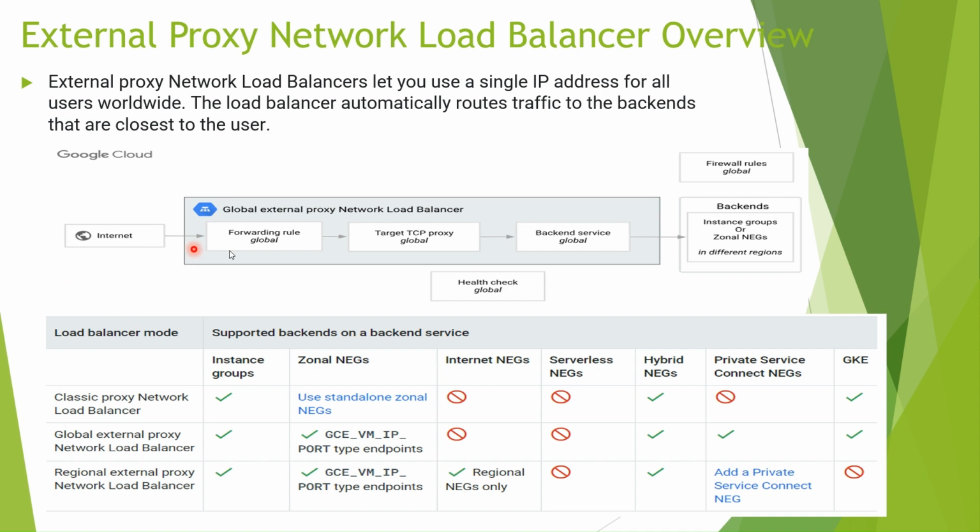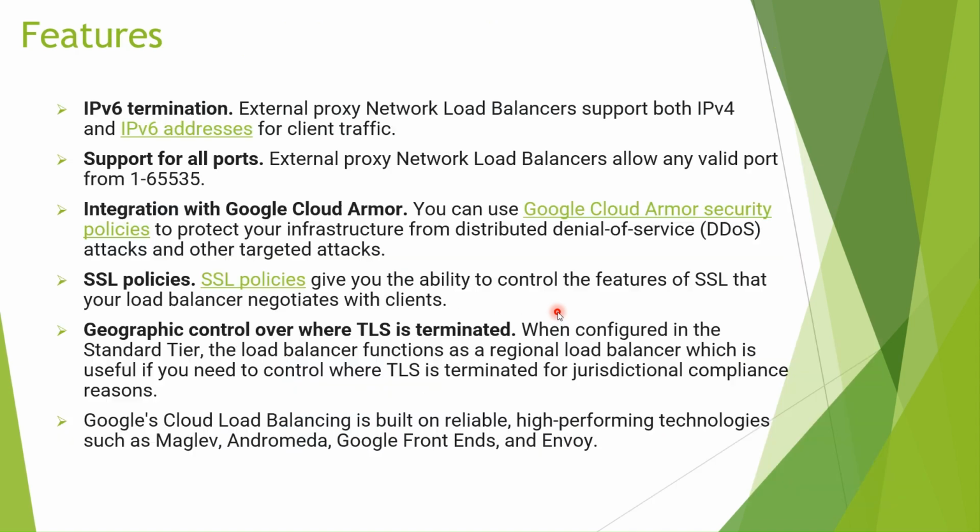Traffic will come from the internet and hit your forwarding rule, which will be global. After that, it will hit your target TCP proxy, in which we configure how the traffic will be managed. After that, we hit your backend, and the backend can be an instance group or zonal NEGs in different regions. We have to create firewall rules so that our load balancer can verify the health of our backends. And this is the health check. We can also create a health check for global. On that port, our load balancer will send traffic to check whether our backend is healthy or not.